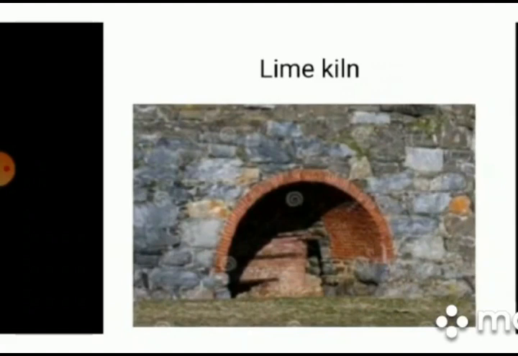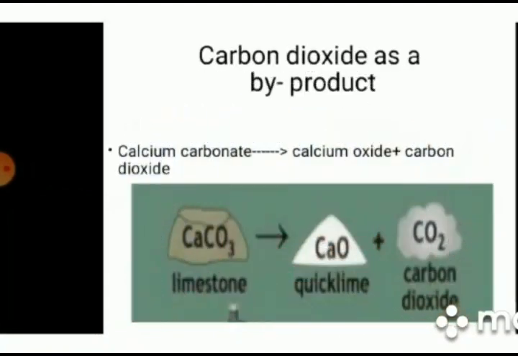Carbon dioxide as a byproduct. Carbon dioxide is a byproduct of many important processes. It is usually produced on a large scale by heating calcium carbonate in the form of chalk or limestone in a lime kiln. Limestone is a rock formed mainly from animal remains, and a kiln is a furnace or oven for burning, baking or drying purposes. Let's have a look at the equation.